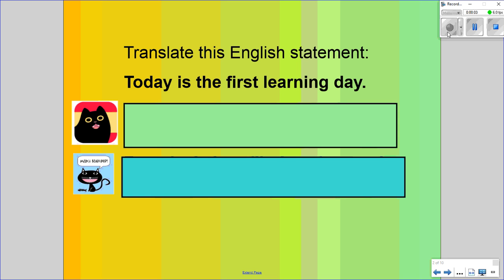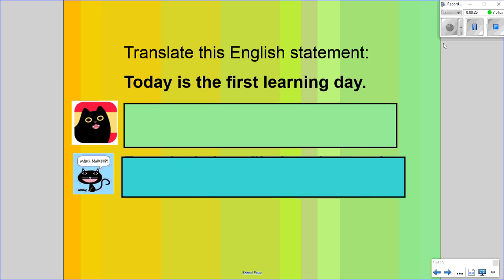Welcome to Algebra 1. Your first unit is going to be dealing with expressions, equations, and functions. Before we start our first lesson of this unit, on the screen you can see it says translate this English statement, which is today is the first learning day.